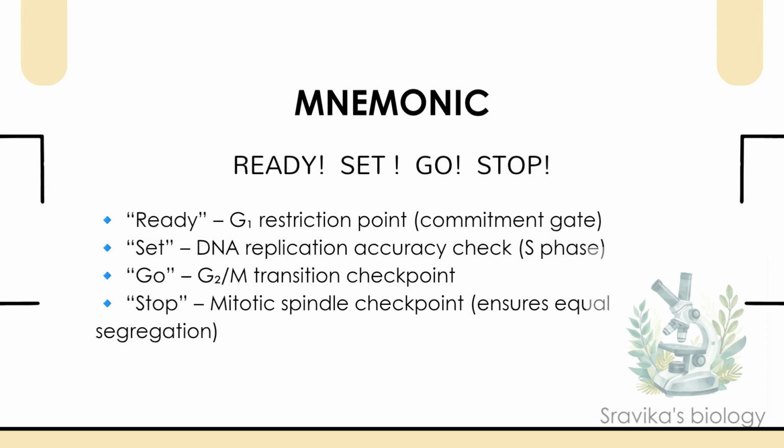Just think of a race. Ready, set, go, stop. Ready, that's your G1 restriction point, where the cell commits to divide. Set, the S phase check, making sure DNA is perfectly copied. Go, the G2/M checkpoint, giving the green signal to enter mitosis. And finally, stop, the spindle or mitotic checkpoint, which ensures chromosomes are equally separated. If any of these signals fail, the cell risks mutations or even cancerous growth.